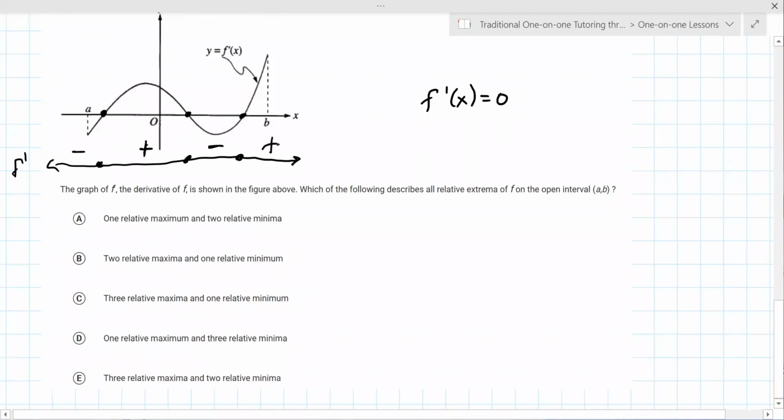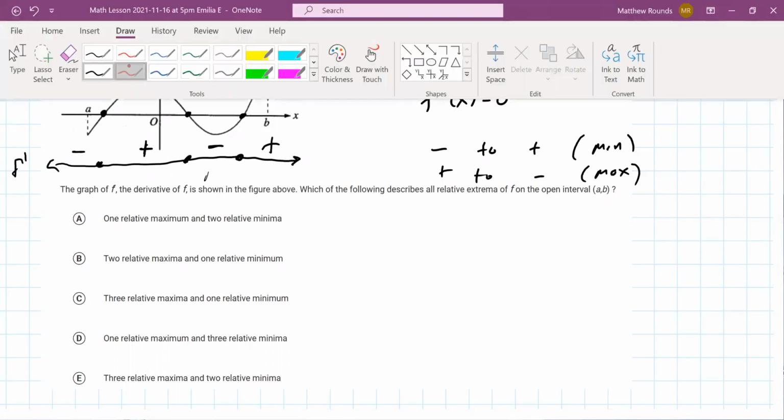Okay. And we said yesterday, if it goes from minus to plus, what is that called? From minus to plus, that's a maximum. I'm trying to show it tracing down and then up. Oh, minimum. Yes. And if it goes plus to minus. So how many of these occur? This minus to plus is something. This plus to minus is something. And then this minus to plus is something. So 2.